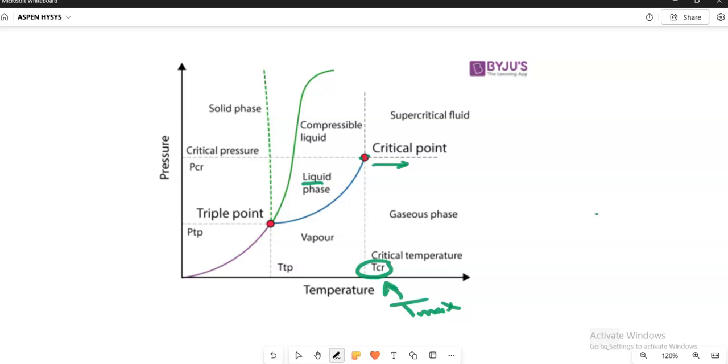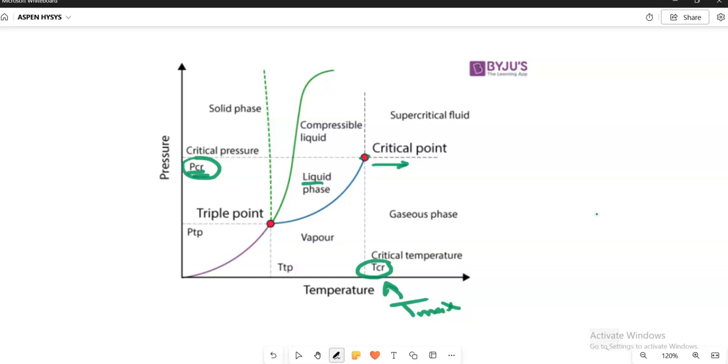So what is the critical pressure? Here we also have a critical pressure. The critical pressure is the minimum pressure required for liquefying a gas at the critical temperature. So at the critical temperature, this is the minimum pressure that we can have to liquefy our vapor.